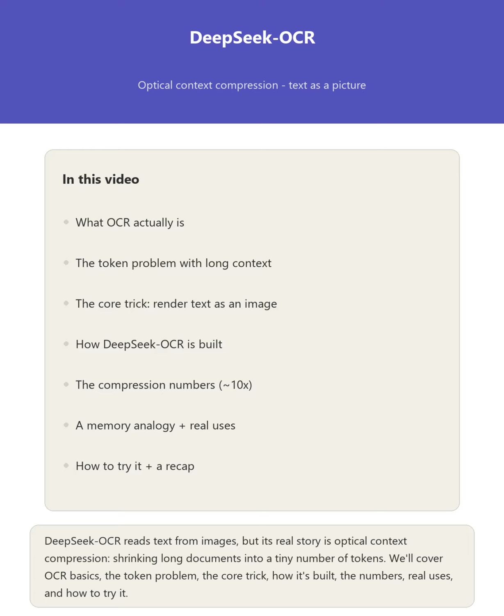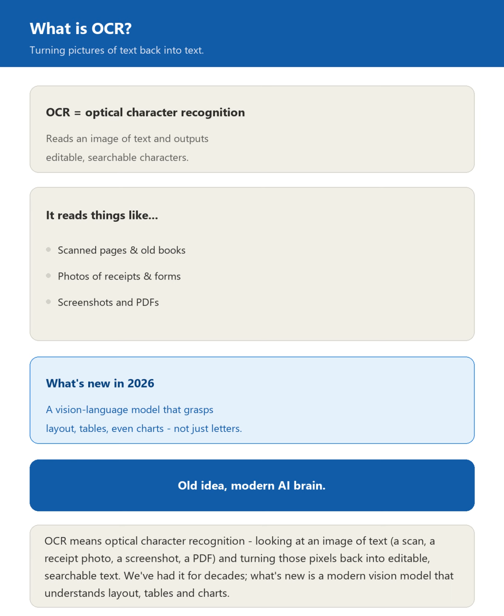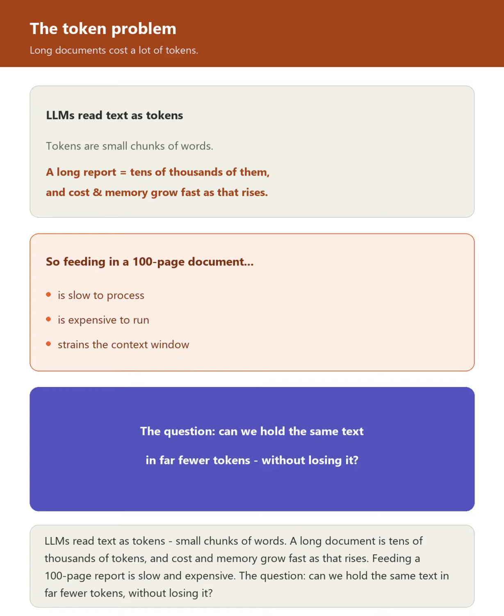First, the basics. OCR stands for optical character recognition. It's the technology that looks at an image of text, a scanned page, a photo of a receipt, a screenshot, and turns those pixels back into editable, searchable text. We've had OCR for decades. What's new is doing it with a modern vision language model that understands layout, tables, and even charts, not just isolated letters.